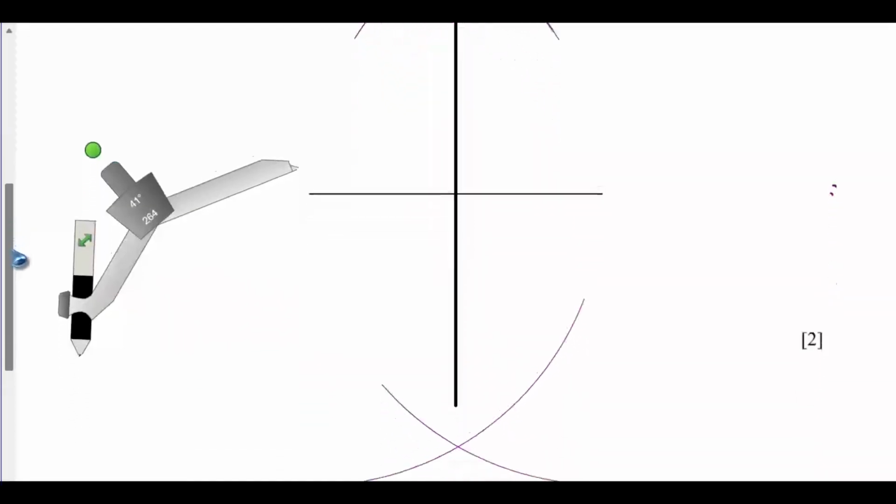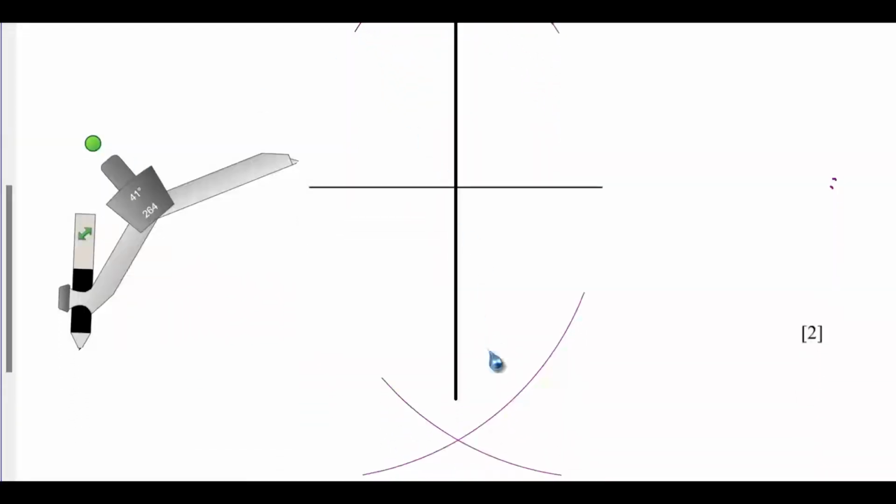Okay, so let's bring this one here, so we can complete this one. So that means we have something like this. Okay, so this will be the perpendicular bisector. Okay, so you can just stop it here.